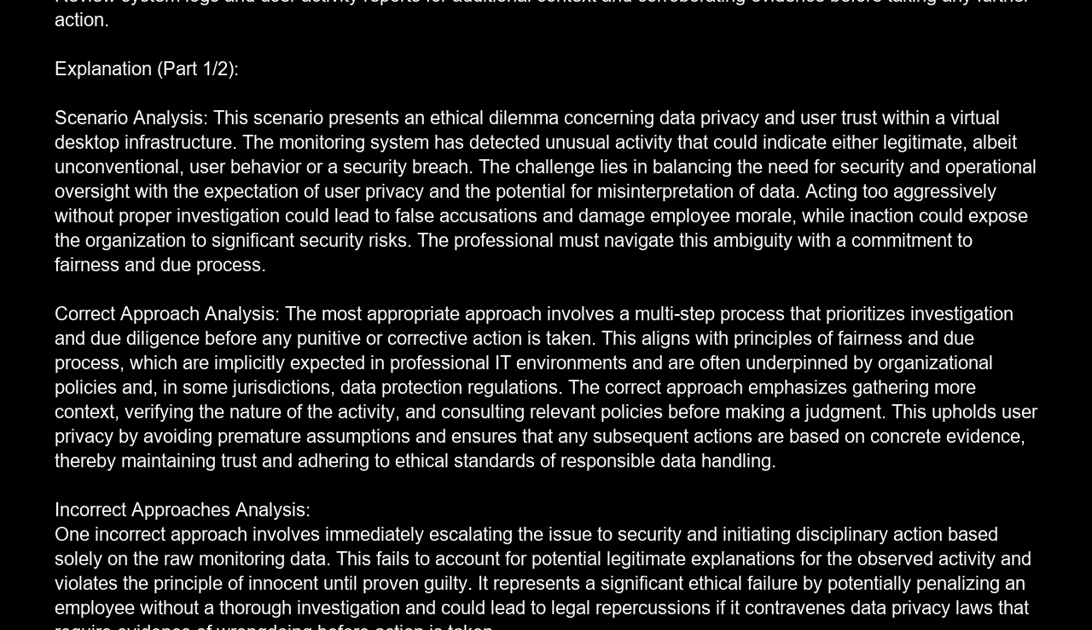This upholds user privacy by avoiding premature assumptions and ensures that any subsequent actions are based on concrete evidence, thereby maintaining trust and adhering to ethical standards of responsible data handling. Incorrect approaches analysis. One incorrect approach involves immediately escalating the issue to security and initiating disciplinary action based solely on the raw monitoring data. This fails to account for potential legitimate explanations for the observed activity and violates the principle of innocent until proven guilty.